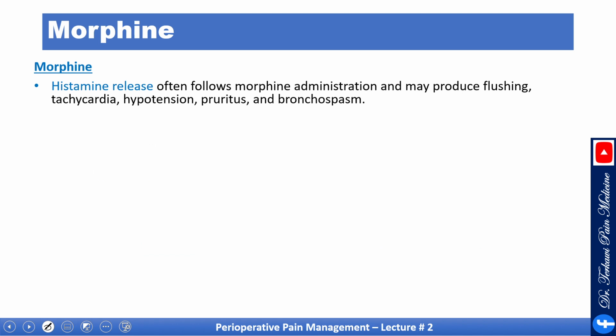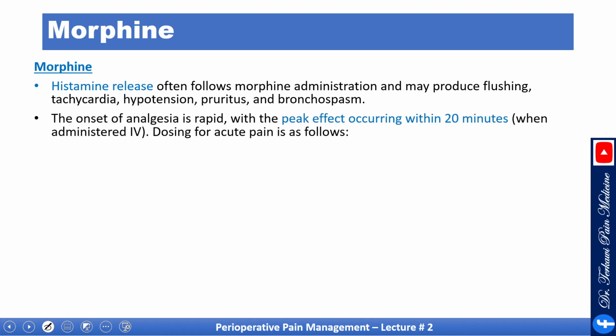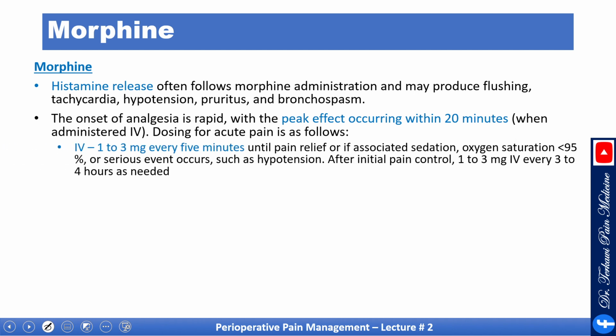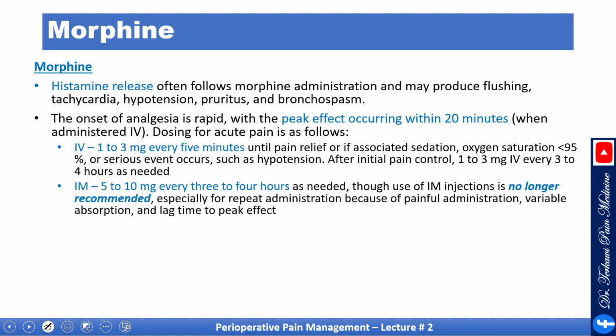Morphine is known to cause histamine release, and this can manifest as flushing, tachycardia, hypotension, pruritus, and bronchospasm. The onset of analgesia is rapid. The peak effect occurs at about 20 minutes when administered IV. Dosing in the acute setting: IV usually 1 to 3 milligrams every 5 or 10 minutes. IM 5 to 10 milligrams every 3 to 4 hours as needed, but it's painful, so it's no longer recommended.